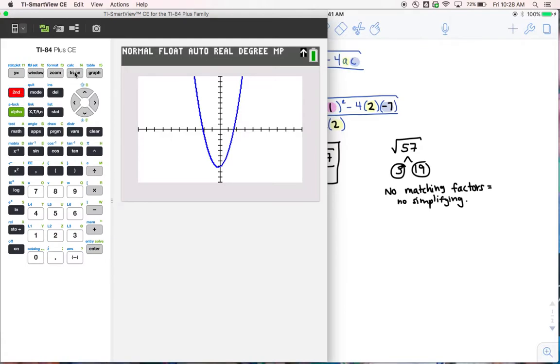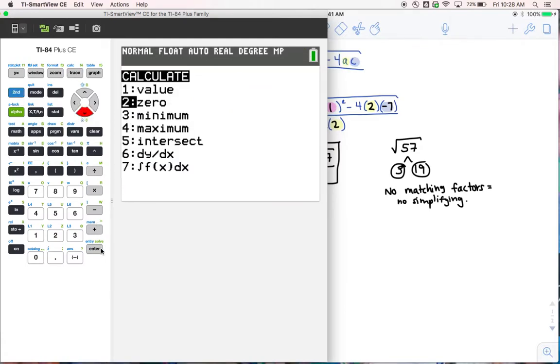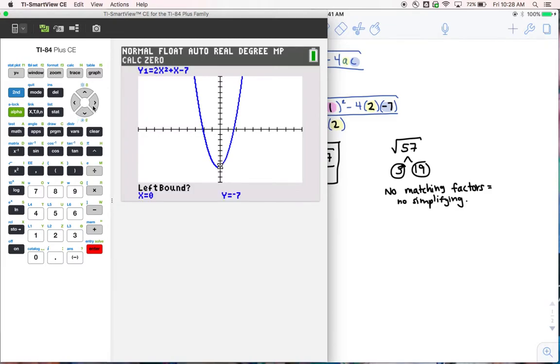If I try to use my second trace, if I try to use this option to find my 0, we learned this in a previous lesson. Let's see, I'm going to focus on this 0 over here. So right now, my little blinky guy is left of the 0. And now it needs to be right of the 0. Okay, then it says guess. So I'm going to get as close as I can, maybe right there.